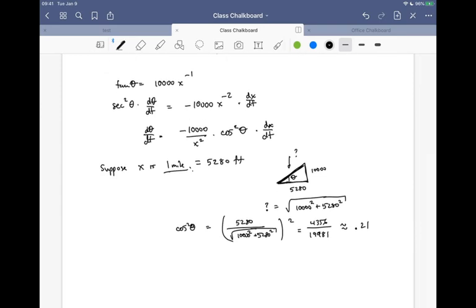Now that we have that, we can substitute everything in. And so d theta dt would need to be equal to negative 10,000 over 5,280 squared times, oh, this is nice. Actually, I should have written it this way to begin with, because then I noticed something. And dx dt was negative 500. The reason that maybe I should have just written it like this in the first place is because then the 5280s cancel, and that just simplifies the math a little bit. Okay, but let me just calculator this out and see what we get.